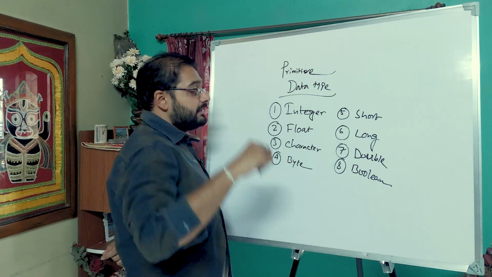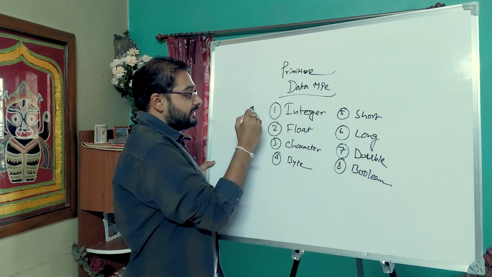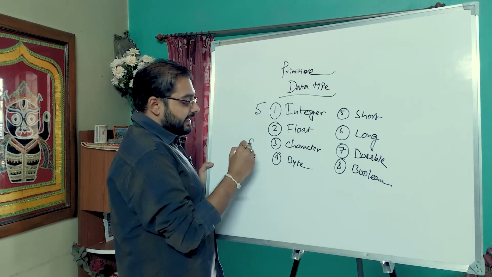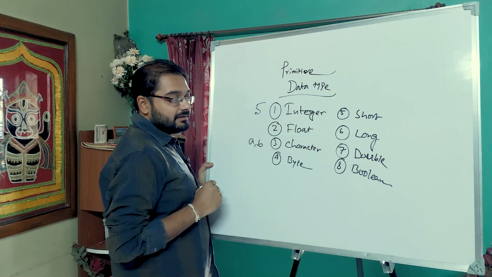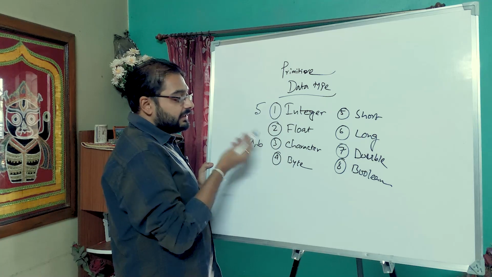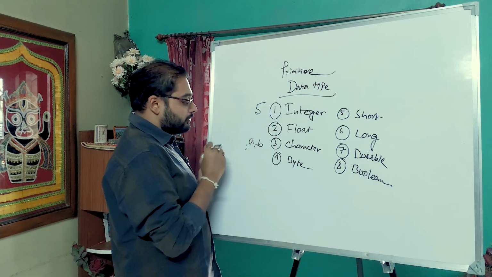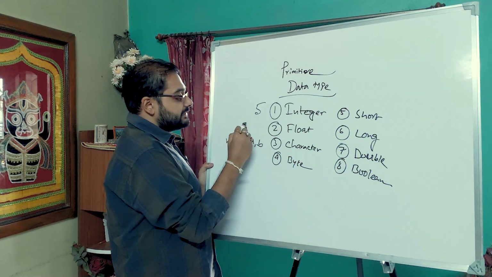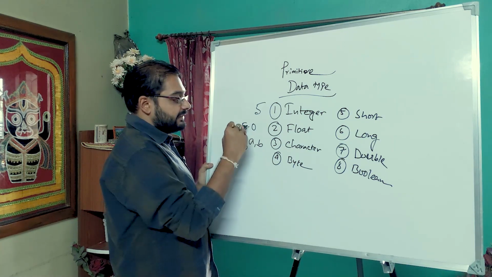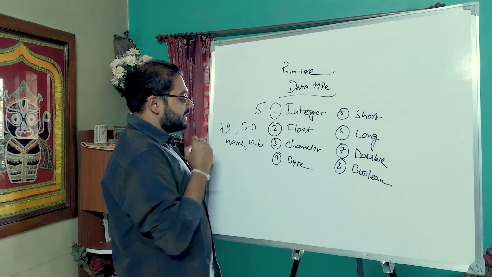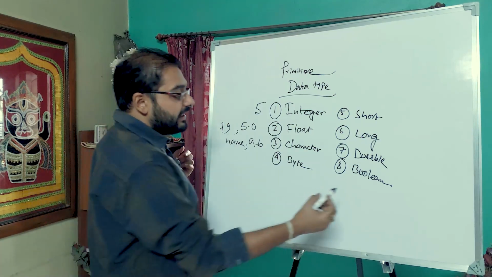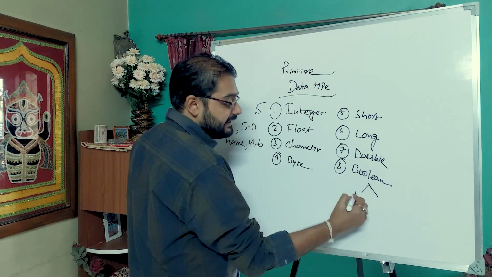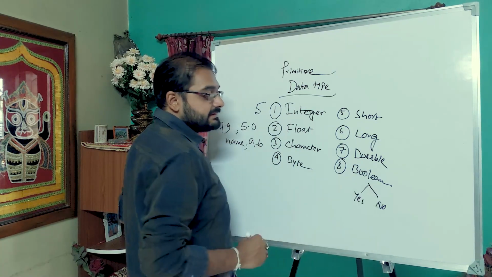Integer means, as I wrote previously, that 5 is an integer data type. Characters A and B are both character data types. Here we can write another: the name is a character. Float means 5.0, that is a float. 7.9 is also a float. Boolean means there are two options, that is yes or no. This is the boolean part.